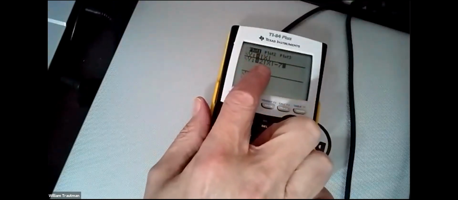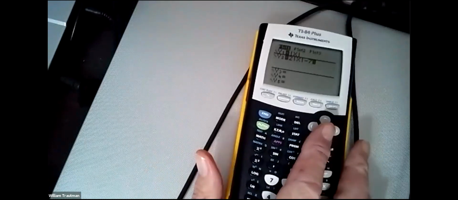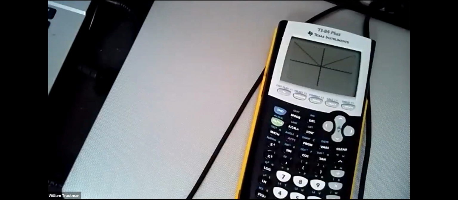So there's my absolute value function. There's a 2 in front and a -7 there when I hit graph. There's my absolute value function, and it's down 7 and it's skinnier. It's not skinnier by much, but it is skinnier.